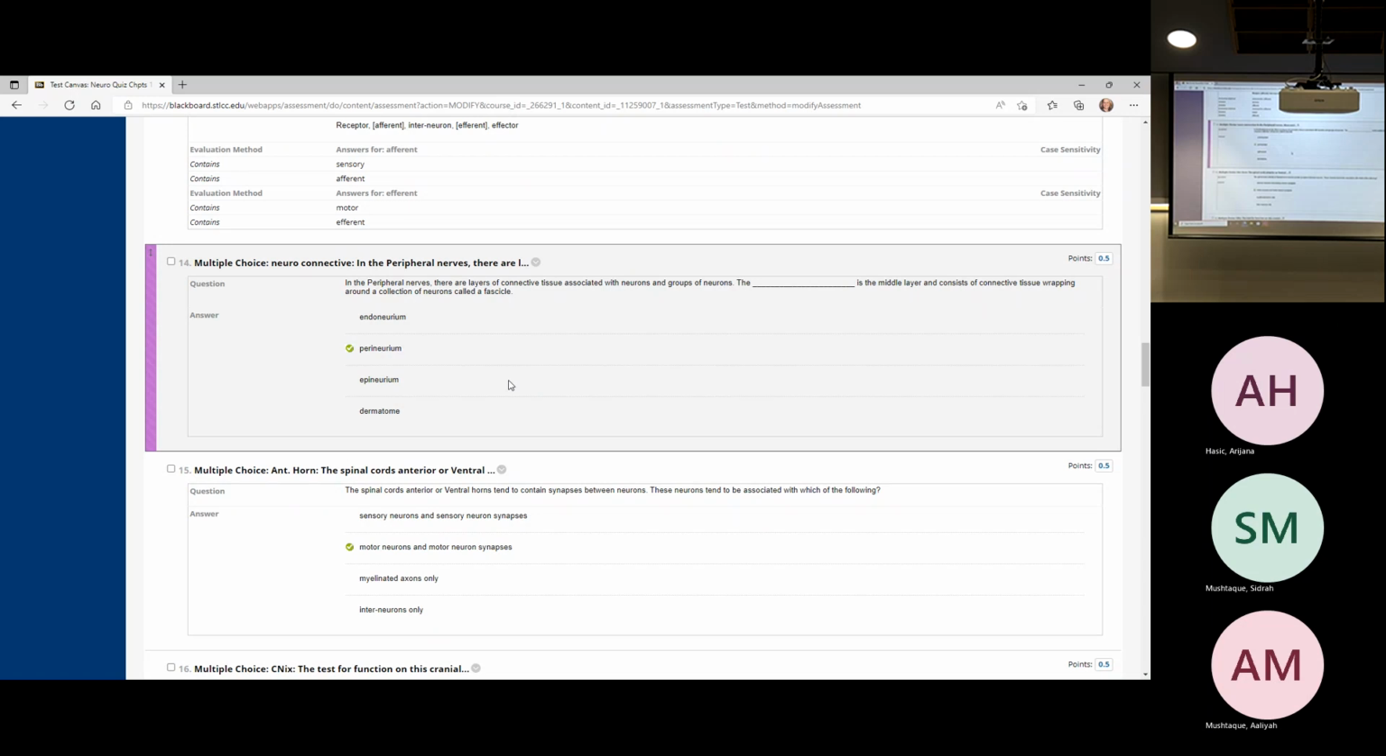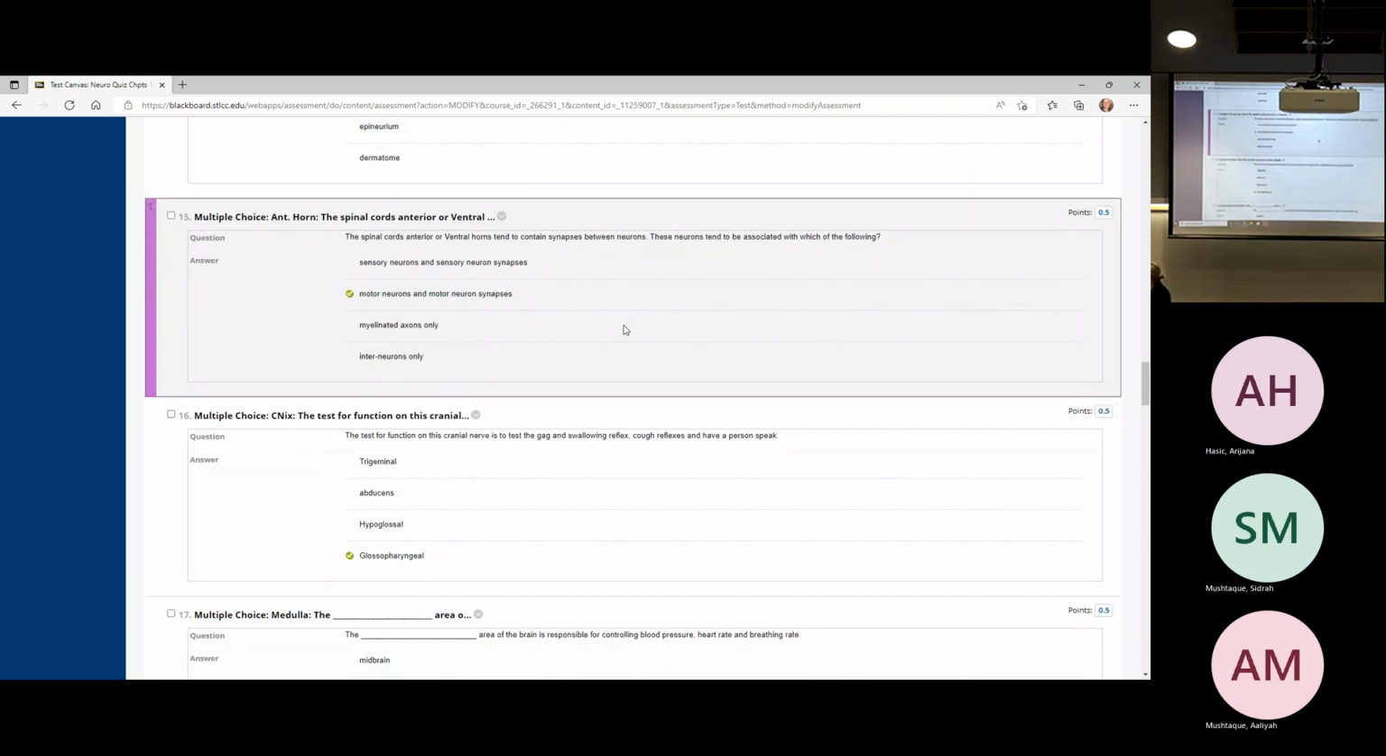The blank is the middle layer and consists of connective tissue wrapping around a collection of neurons called a fascicle. Perineurium. Again, on our neuron model, it shows that gray material wrapping around the Schwann cell and the axon. What would we call that? Endoneurium. Okay? If you look at the eyeball, and if you look at the yellow nerves, and there's a little bit of white around them, what would that little bit of white coming off the eyeball? That would be the epineurium. Okay? So again, you have different layers of protection.